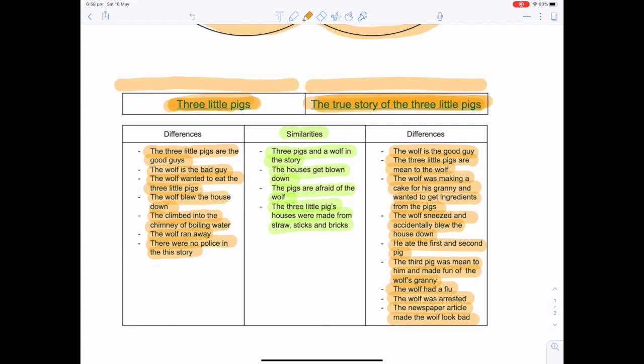I hope you enjoyed today's lesson. Tomorrow we will examine another story and we will be comparing and contrasting the similarities and differences on Monday next week, once we've looked at the story on Thursday and Friday.